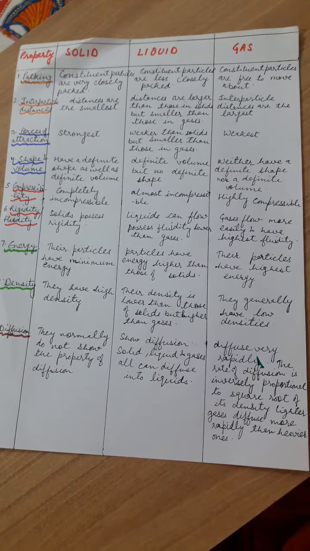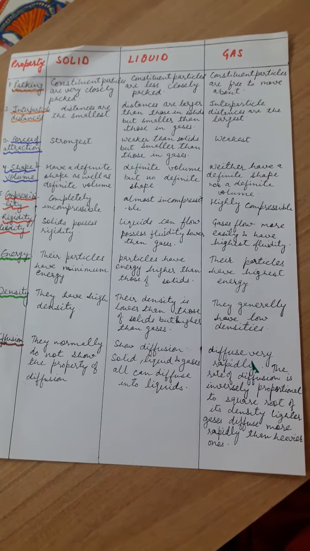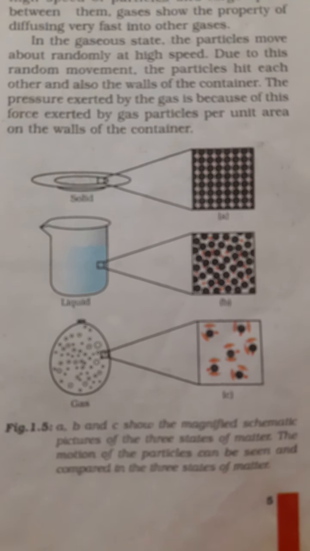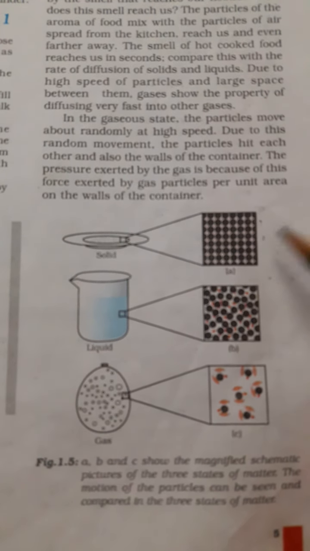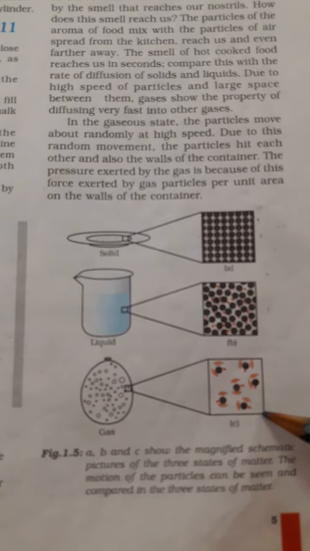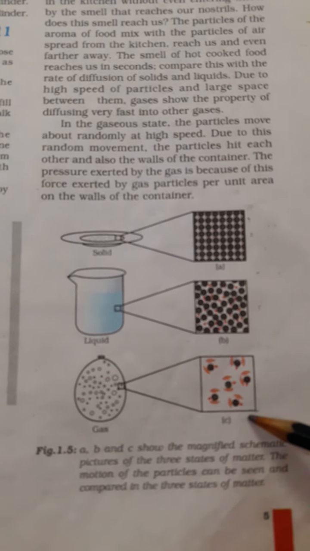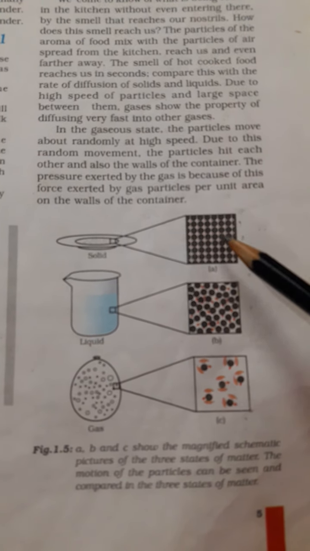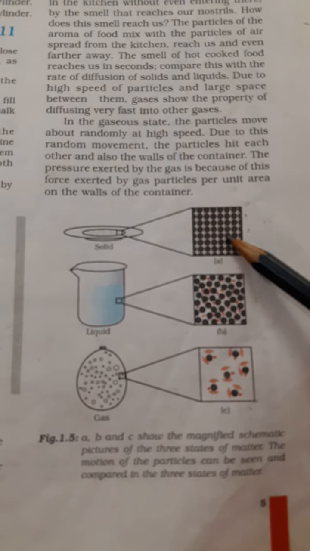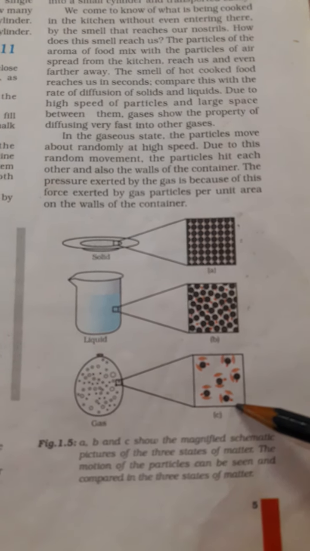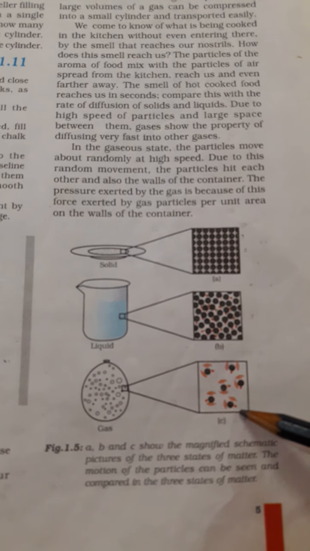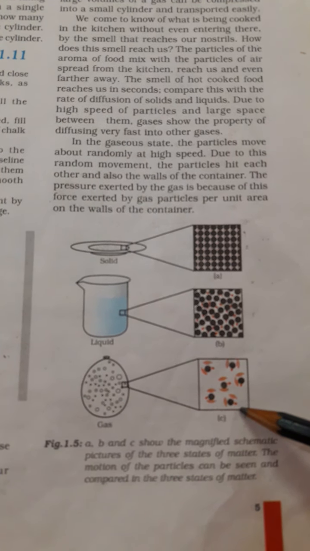Now first we'll discuss solid, liquid and gas. Look at this diagram. You have to draw this diagram in your notebook also. This is the diagram of the solid state, liquid state and gaseous state. See how the particles are arranged in all the three. In solids they are very closely arranged. In liquids there are some spaces, but in gases they are very far away. Lots of spaces are present between the particles.